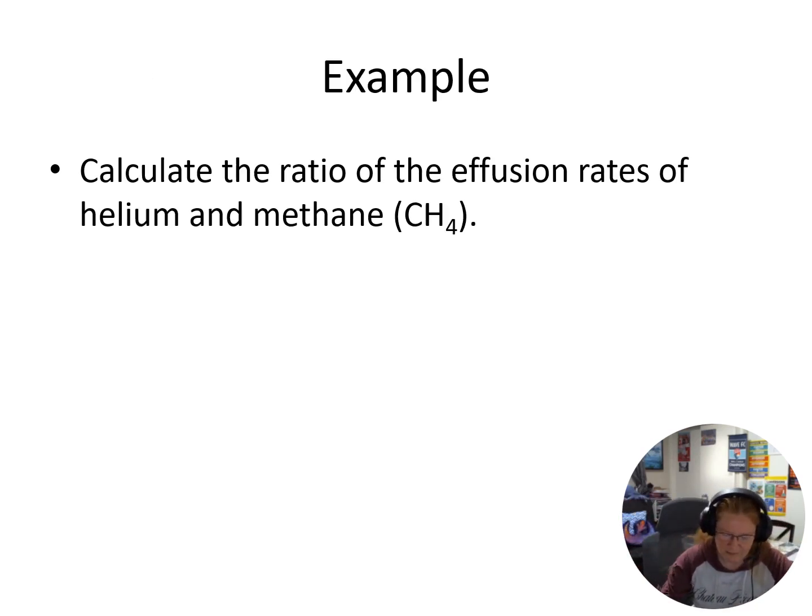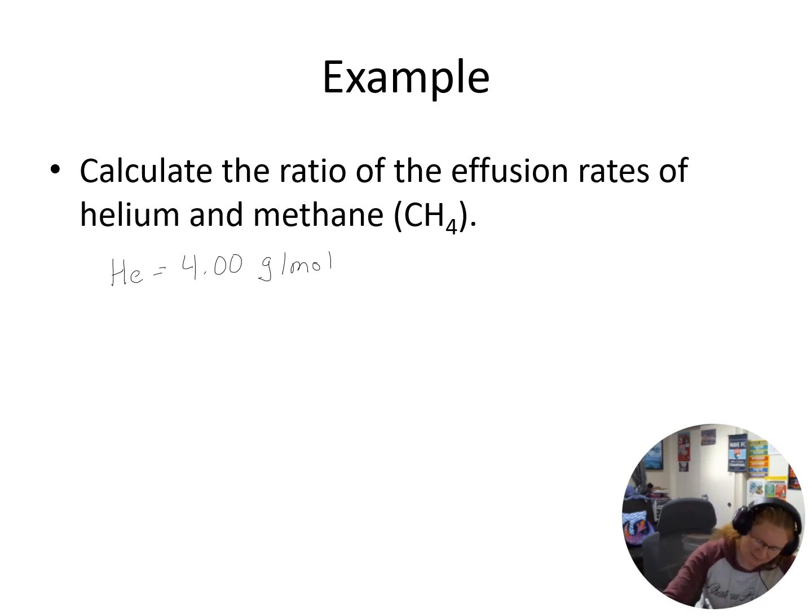Okay. So I want to know the ratio of the effusion rates of helium and methane. So helium is not 44. I can always tell when I am doing a really long recording session because as I get later in it, I start not being able to read my own handwriting. All right, so I get 4 grams per mole for helium. And methane is 16.042 grams per mole. All right.